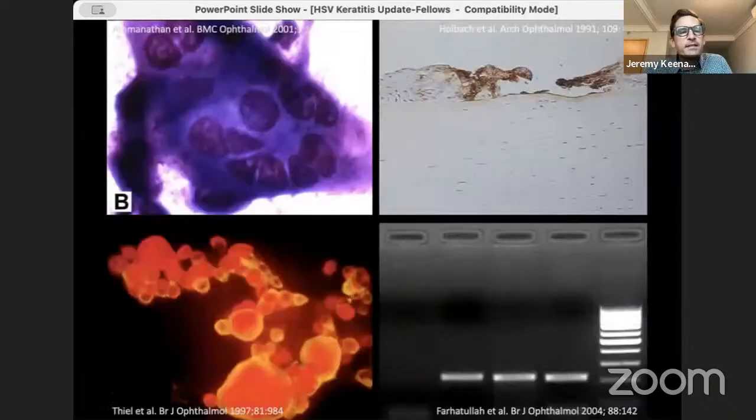What about other kinds of scraping the cornea and then doing stains? The top left picture here shows a Giemsa stain where you'll see multinucleated giant cells. This can be effective, but it's only about 50% sensitive, just doing conjunctival scraping and looking with Giemsa. There's also immunohistochemistry, shown on the upper right, or immunofluorescence on the lower left. But really, the way we test for herpes in 2024 is with PCR testing, shown on the bottom right.